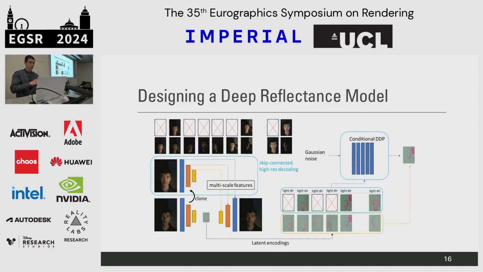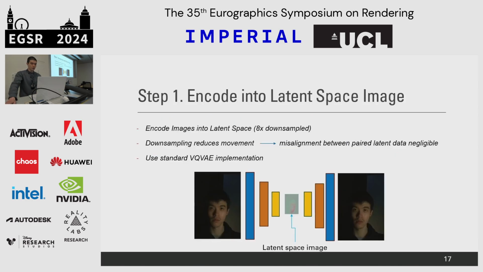So with the acquired data, the next step is to design the reflectance model. This is a high-level overview. Now I'll go into detail on all the design choices. For high-quality modeling, the first step is to deal with movement between the paired data. To do this, we propose to encode all the images into an 8 times downsampled latent space image using a VQ-VAE. The idea behind this is that downsampling itself will reduce movement.